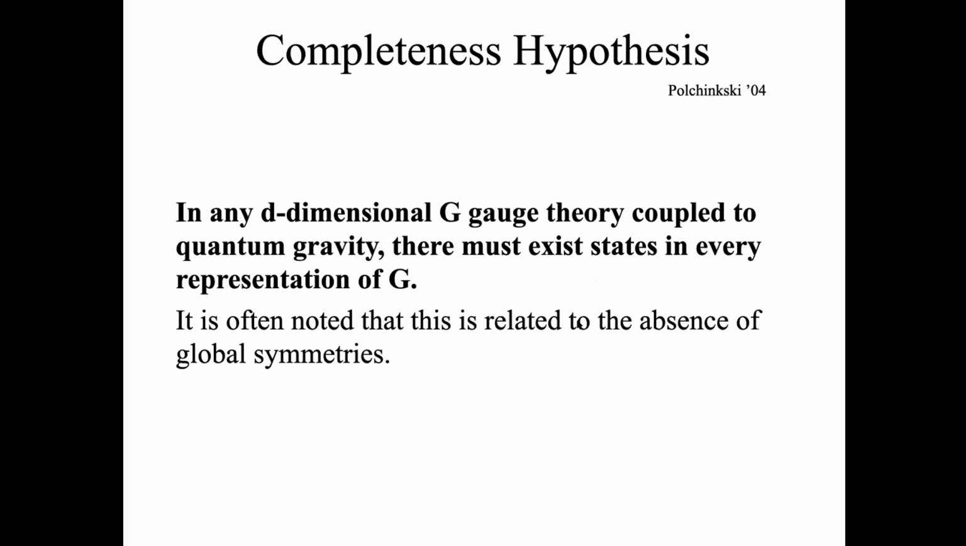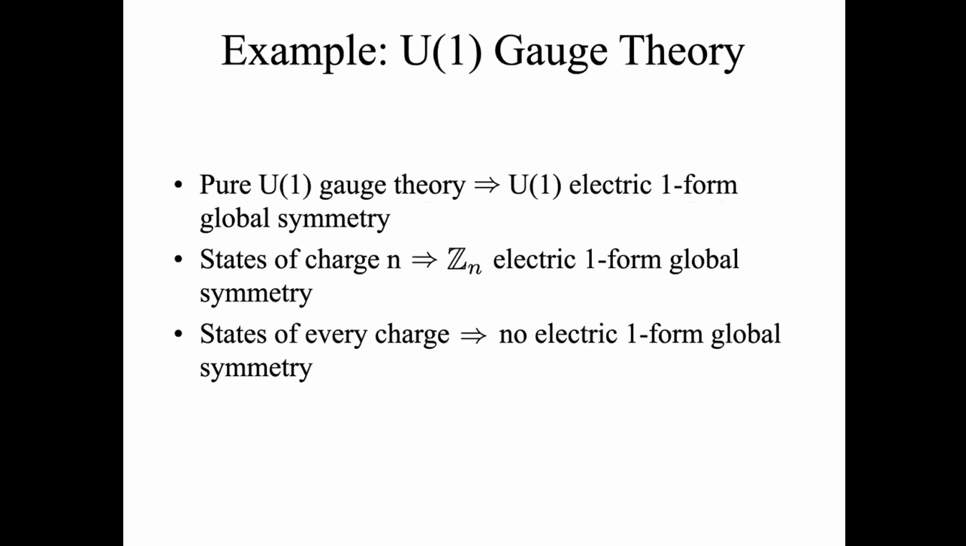It's often noted that this is related to the absence of global symmetries. And this is a statement that can be made even within the context of quantum field theory. Although this statement deals with quantum gravity, the relationship between the completeness hypothesis and the absence of higher form global symmetries exists even within quantum field theory. And at least in certain cases, it's easy to see why this relationship exists.